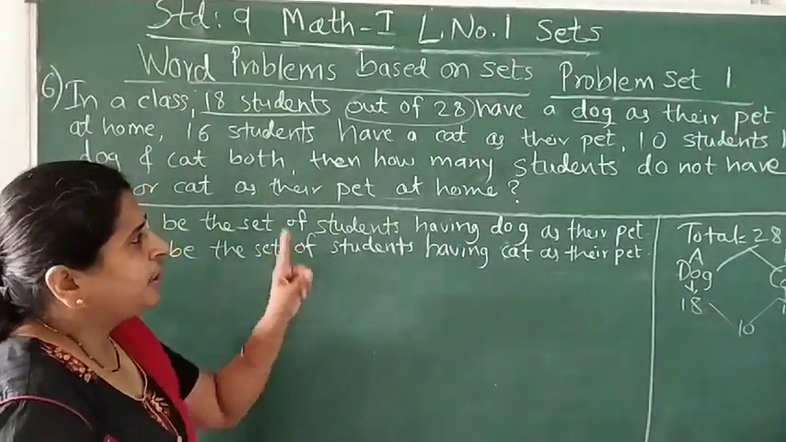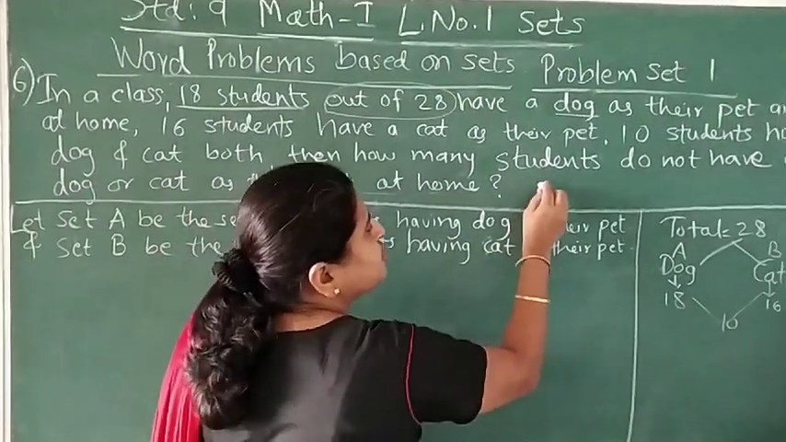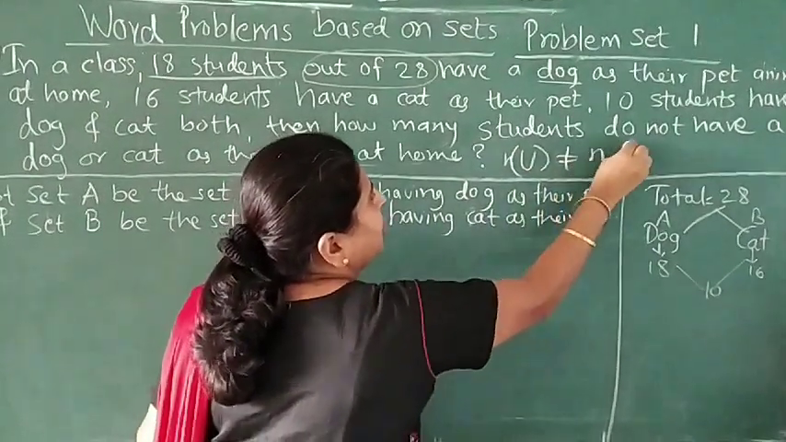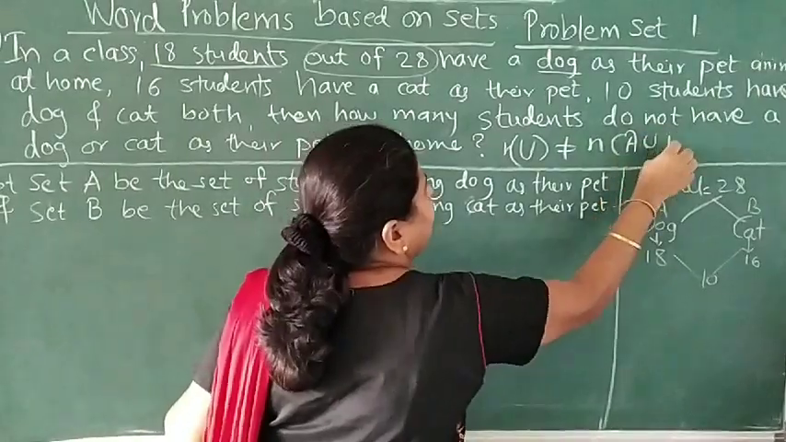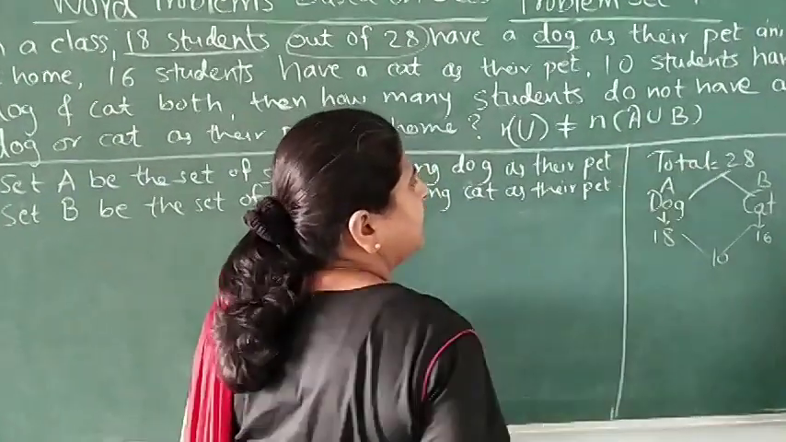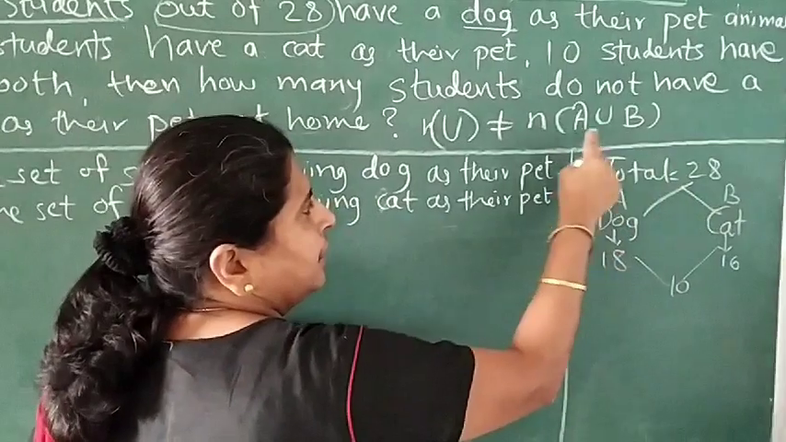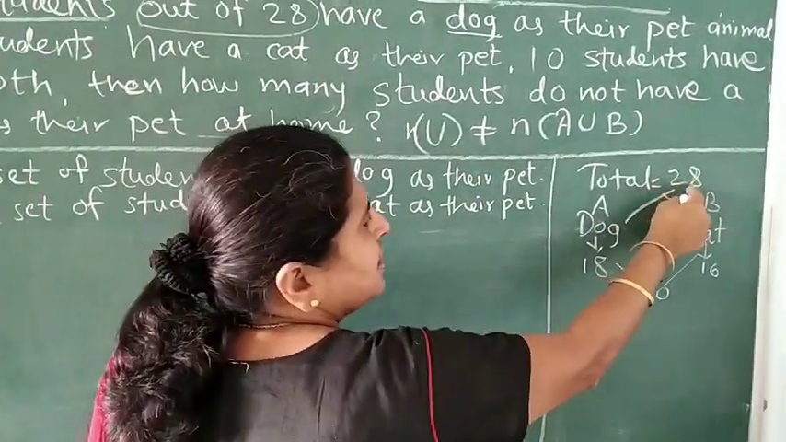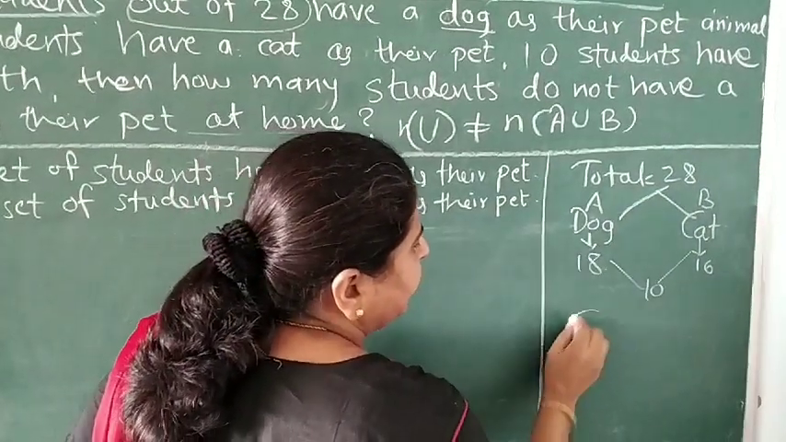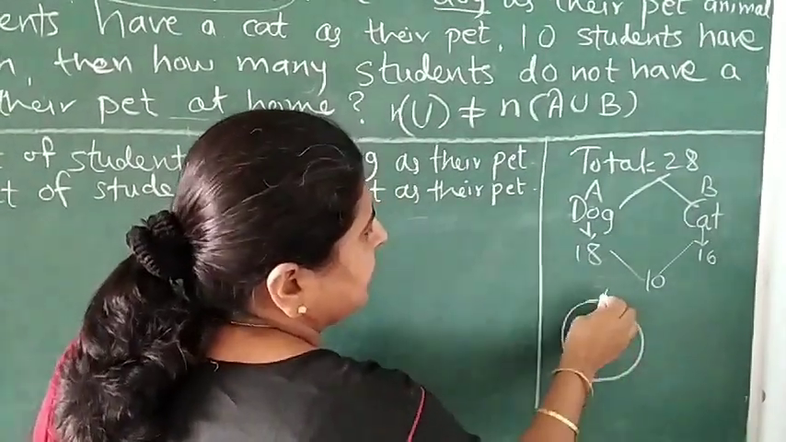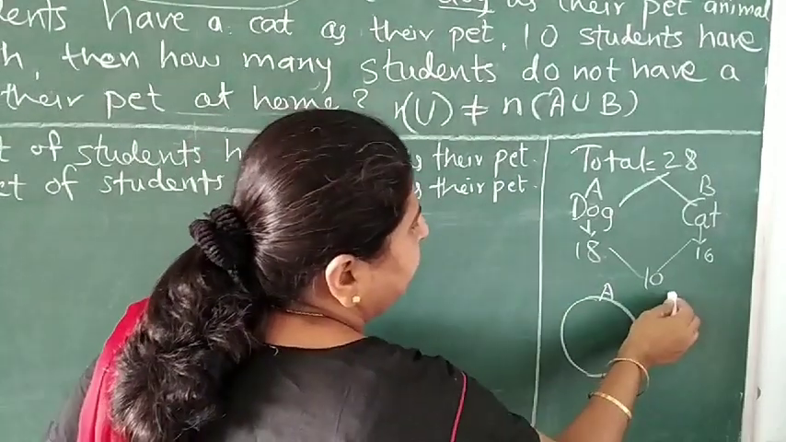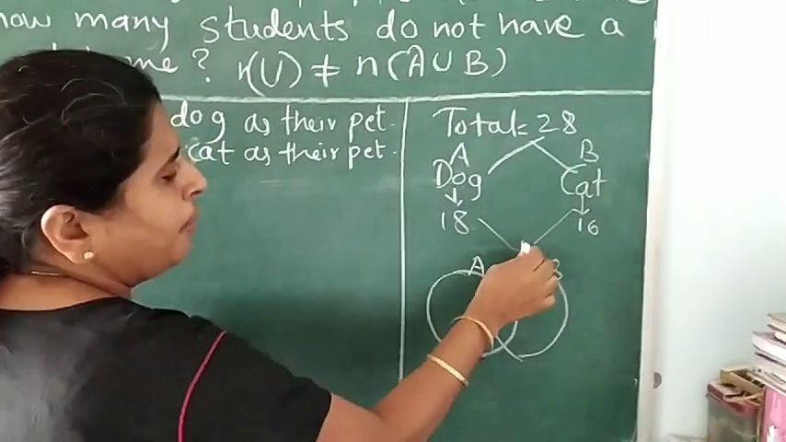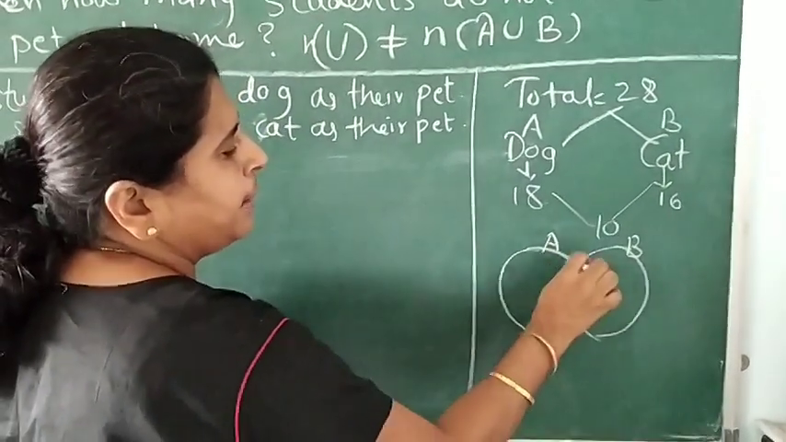In this case, we have to understand that the total number of students, the number of elements in U, is not equal to the number of elements in A union B. A union B means either they will have a dog or a cat, but this student number is different from the total. Here the total students are 28. If you want to show it by Venn diagram, say A is the set of having a dog and B is cat. The common element comes in this middle part, 10.